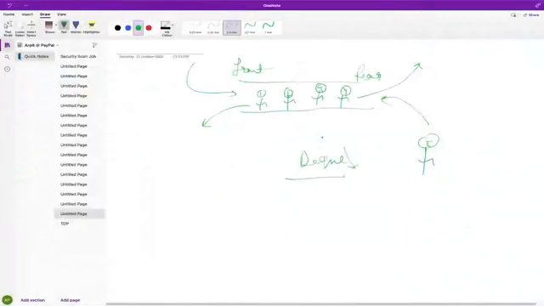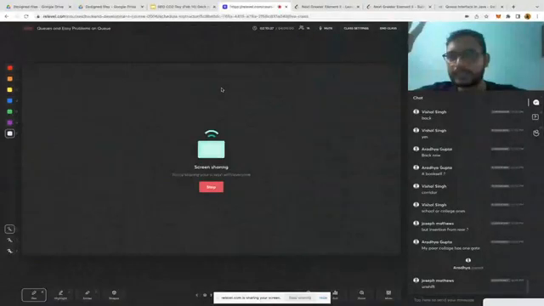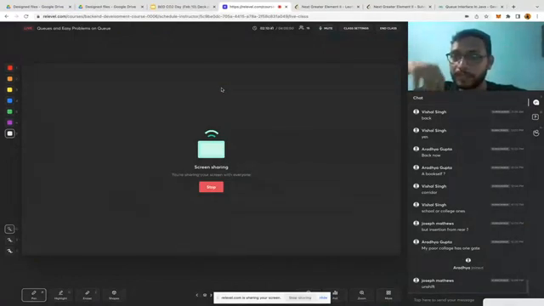So we have created a class. Now let's write the first method. Now there will be four methods, guys: insert at front, insert at rear, delete at front, delete at rear. Because now from both positions we can do both operations.